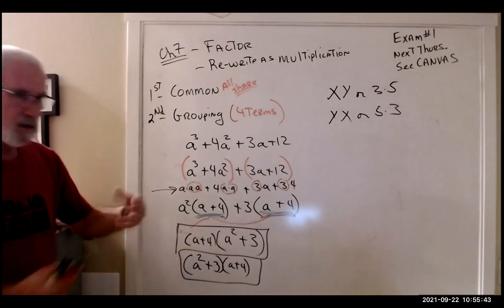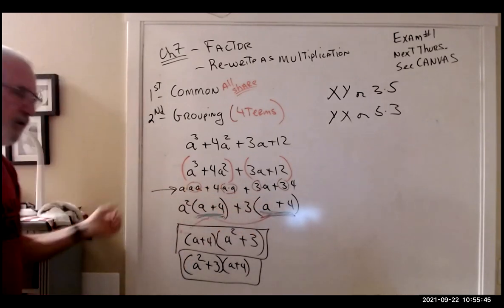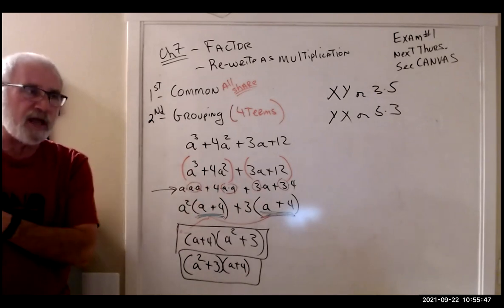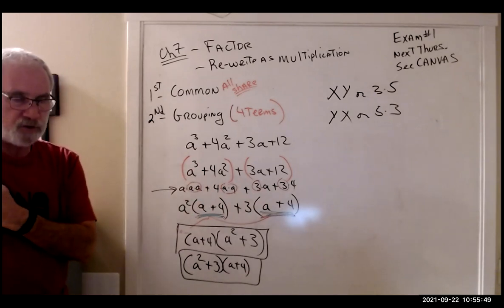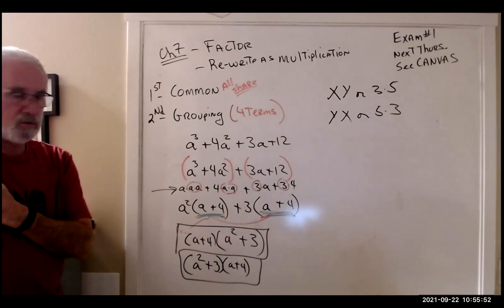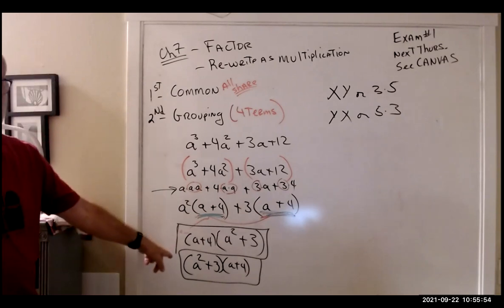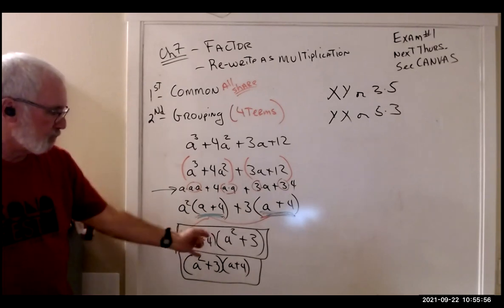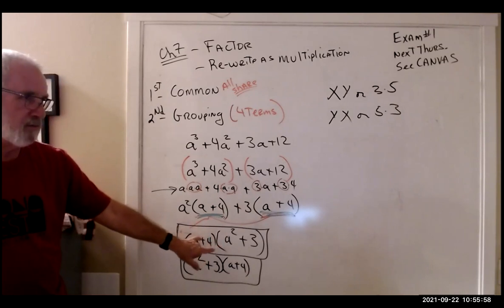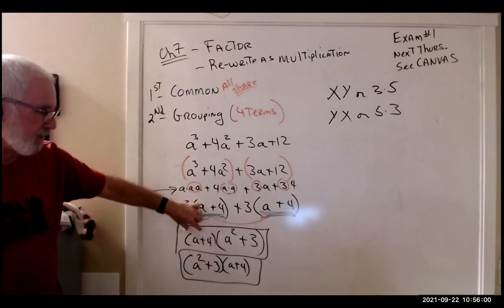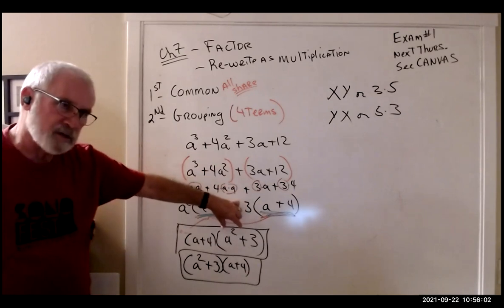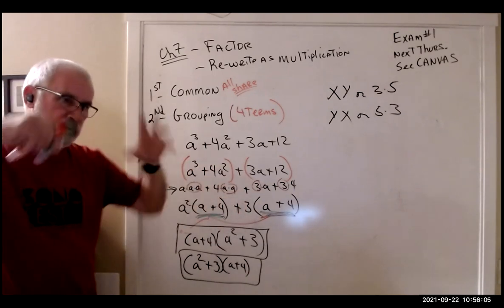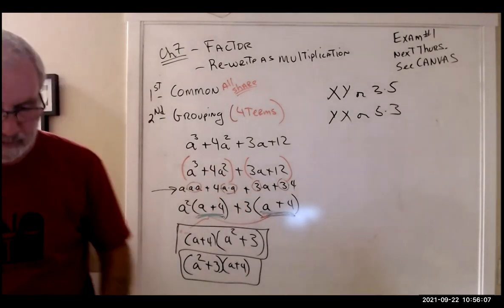Okay. I like the a plus 4 in front because we always talk about pulling what they have in common out front. Is that all right with everybody or not? The order that you put those two terms doesn't matter, as long as one of them is an a plus 4, one of them is an a squared plus 3, and you got parentheses around both groups, I'm happy.